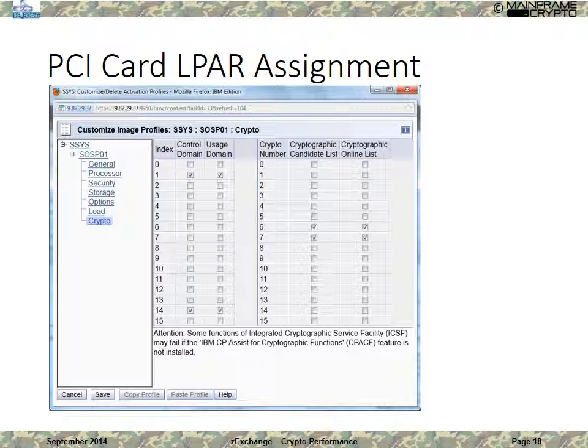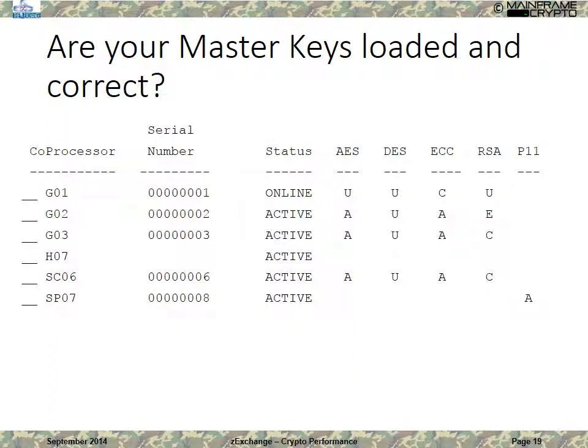Then on slide 19, the next check would be to make sure that the master keys are loaded so that you can use the card. For the coprocessors, you must have a master key loaded to be able to use the coprocessor. This is the coprocessor management screen from ICSF. You can go look at the panels, and the status column of active tells us that that card is active and available to be used in that LPAR.